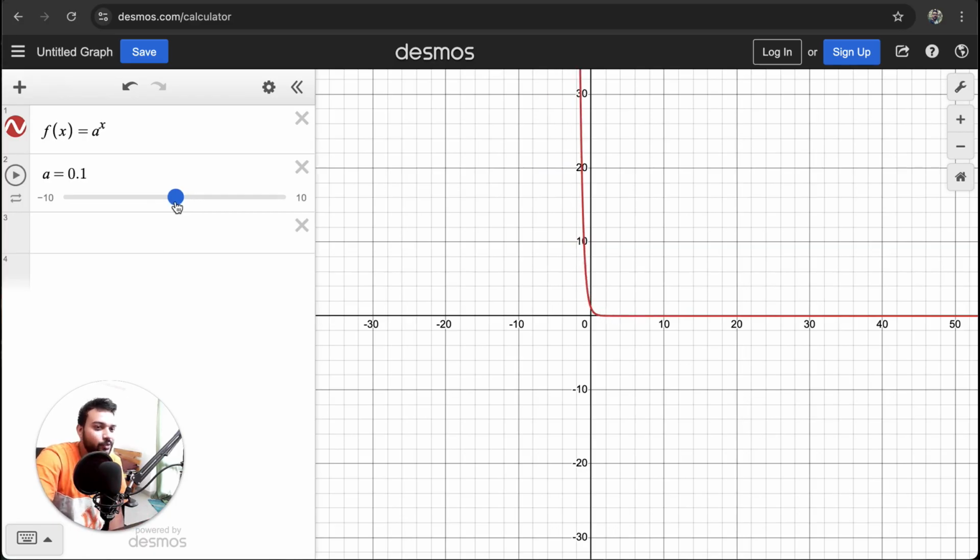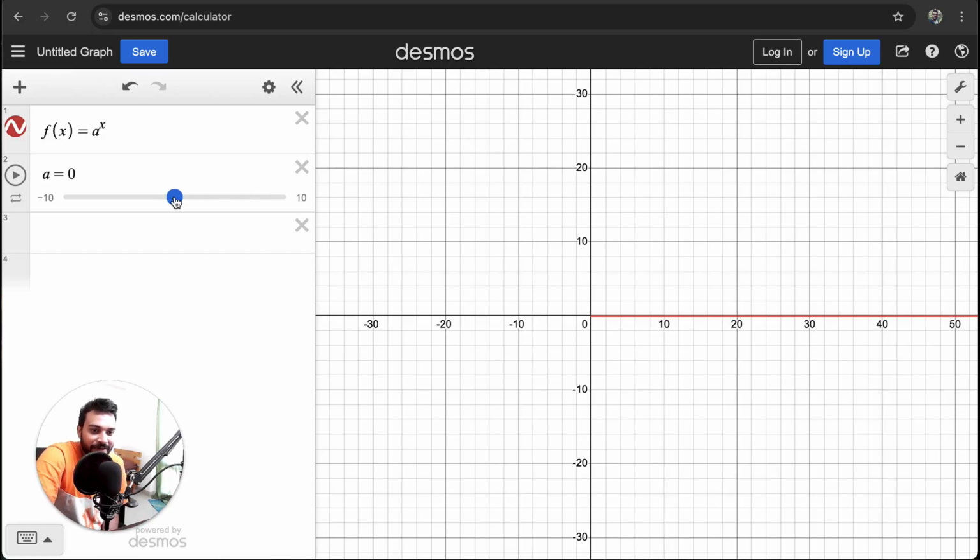Okay, as soon as I put a equal to 0, 0 raised to power any number is not defined. Okay, so 0 raised to power any number, it will still be a 0. Sorry, 0 raised to power any number would be a 0. So that's a 0 here.